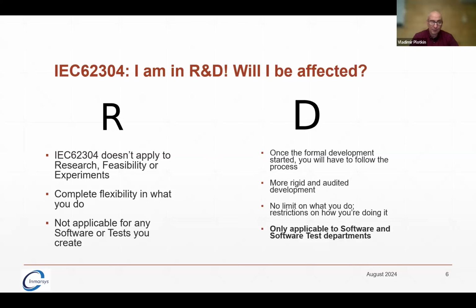So you can do whatever you want. You can use whatever language you want, whatever coding style, whatever software, whatever SOUP, anything, as long as you're on the R side. You don't have to perform any testing at all. But once you switch into the D side, which is formal development, you must follow the process. And the process is really well defined. It's audited, so you've got lots of documents to write, lots of rules to follow, and lots of activities to perform.